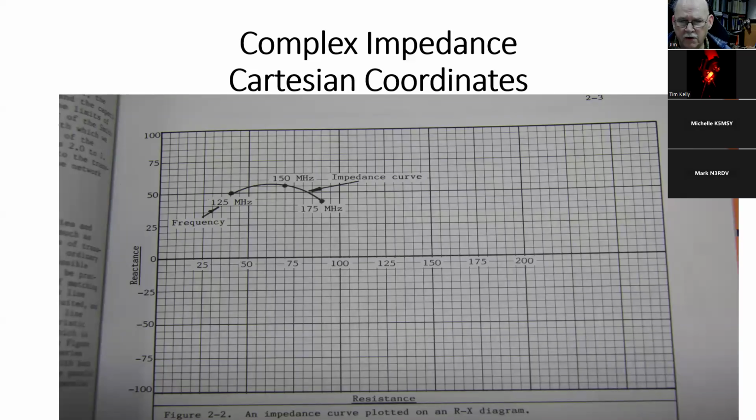Okay, so here is a way of looking at complex impedance, and this is a broadband look at a VHF antenna. On the horizontal axis is resistance, and on the vertical axis is the reactance. Positive reactance is inductive, negative reactance is capacitive. This particular antenna is around 50 ohms at something above 125 megahertz, but it's also got 50 ohms of reactance, so we might want to do something about that to get the maximum power transfer.